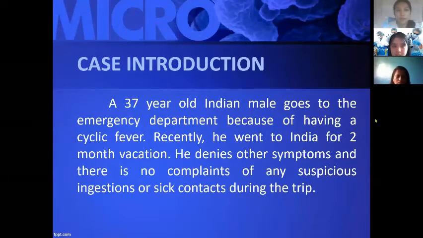So in this case, a 37-year-old Indian male goes to the emergency department because of a cyclic fever with a temperature of 102 to 103 degrees Fahrenheit. Recently, he went to India for a 2-month vacation. So, mention travel history: he vacationed in India within 2 months and he is worried that he has malaria because he is experiencing symptoms similar to the manifestations of malaria. He denies other symptoms and there are no complaints of any suspicious ingestion or sick contacts during the trip. He said he did not eat anything bad during their trip. And his other family members are all well and healthy.